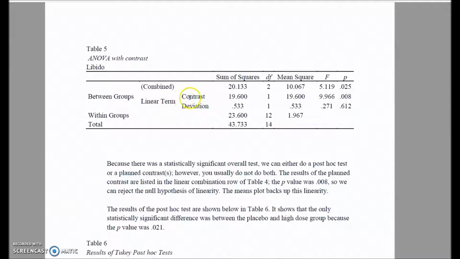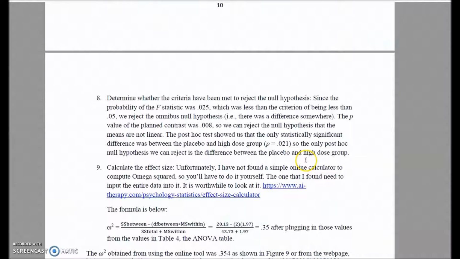If you're looking at linear, the planned contrast is the line that gives you 0.008. So remember, you only do one of the other things. Either you do the post hoc test or the planned contrast. And in our case, we will only be doing the post hoc test, but this is the planned contrast. So we can reject the null for the planned contrast to say that there is a statistical difference. And so there is linearity in the means. So we reject the null that means are not linear. That shows that the means are linear.